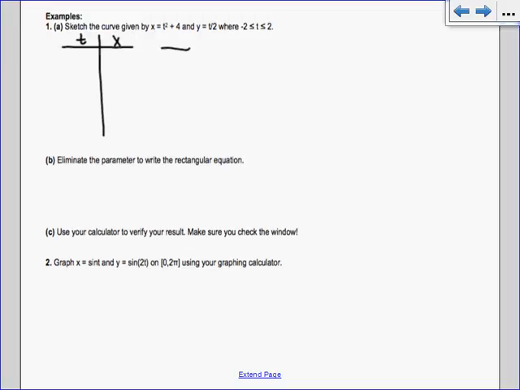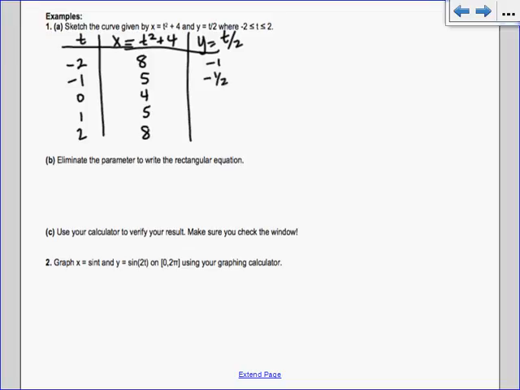So maybe for x, I'll write what the equation is so you can see. So x is equal to t squared plus 4, and y is equal to t over 2. Okay, and it says I want to plug in t values between -2 and 2. So I can plug in decimals, but I'm just going to go ahead and do -2, -1, 0, 1, and 2. And hopefully that's enough information to see what our graph looks like. So when I plug in -2, I get 8. When I plug in -1, I get 5. And then I have 4, 5, and 8. And when I plug in to the y equation, I get -1, -1/2, 0, 1/2, and 1.